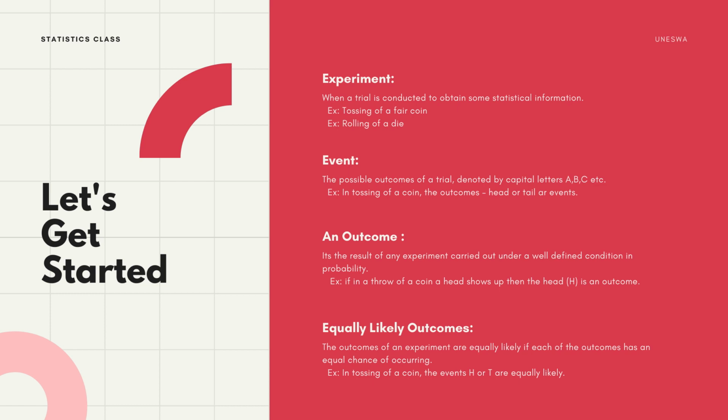That means to say that the head and the tail of a fair coin are equally likely outcomes of an experiment. So when I toss a coin, we have equal chances of both outcomes to occur.